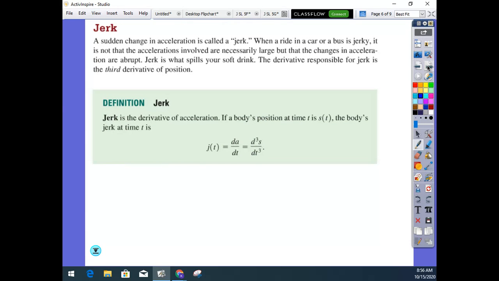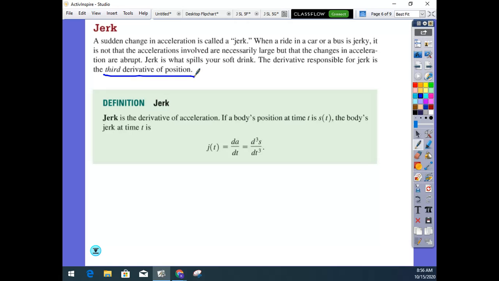Okay, this one's always kind of a funny thing. I don't think I've ever seen a single AP question that deals with jerk. Jerk is just the third derivative. Somebody actually made a t-shirt one year and it said, don't be a third derivative. It was kind of a joke just because no one in the entire school knew what it meant except for the kids in calculus.